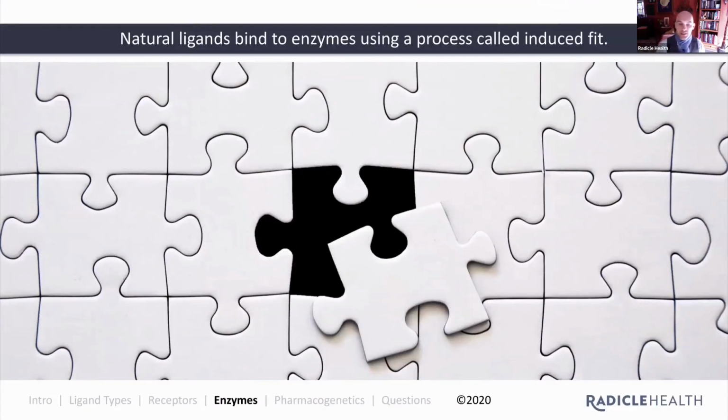Now, natural ligands or substrates bind to enzymes using a process called induced fit. And this happens at both orthosteric and allosteric binding sites. So just like cell receptors, enzymes have different types of binding sites as well. When a ligand begins to bind at an enzyme, the interaction causes the enzyme's active binding site to start to conform more accurately around the shape of the ligand, and that increases the ligand's affinity to the binding site, and it also maximizes the enzyme's ability to catalyze the reaction.